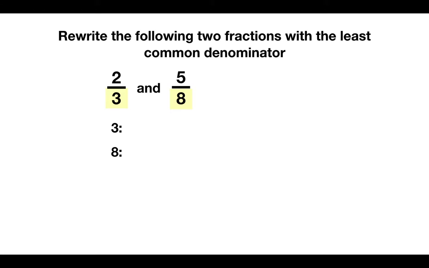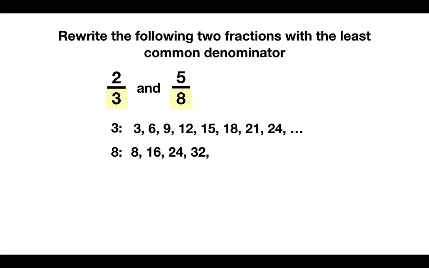If we write those out, we get 3, 6, 9, 12, 15, 18, 21, 24. And for 8, we get 8, 16, 24, 32. And we can see the first number in both of these lists is 24. So take your 2/3 and rewrite it with a denominator of 24.